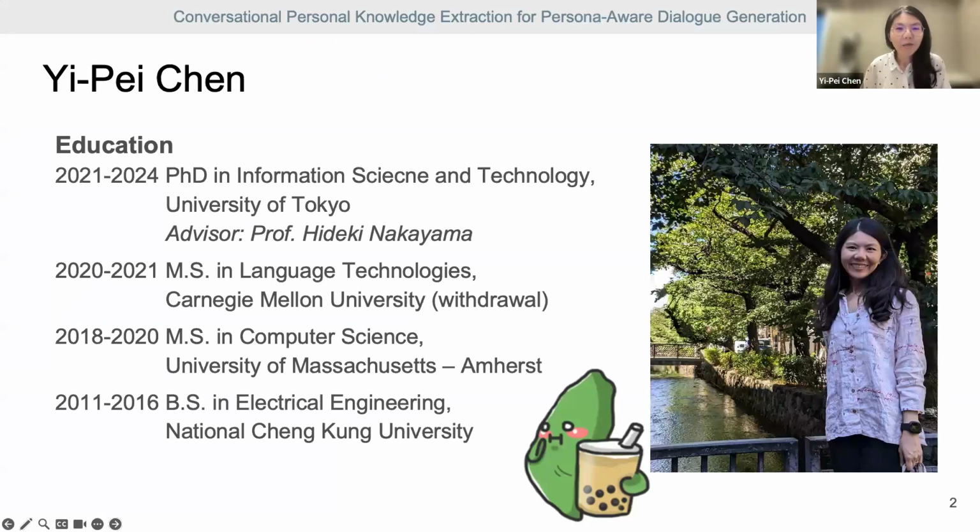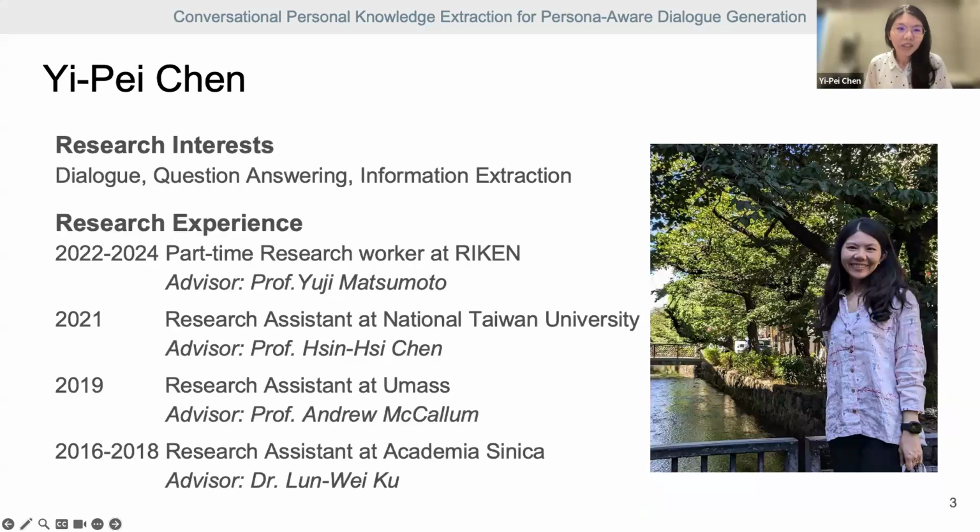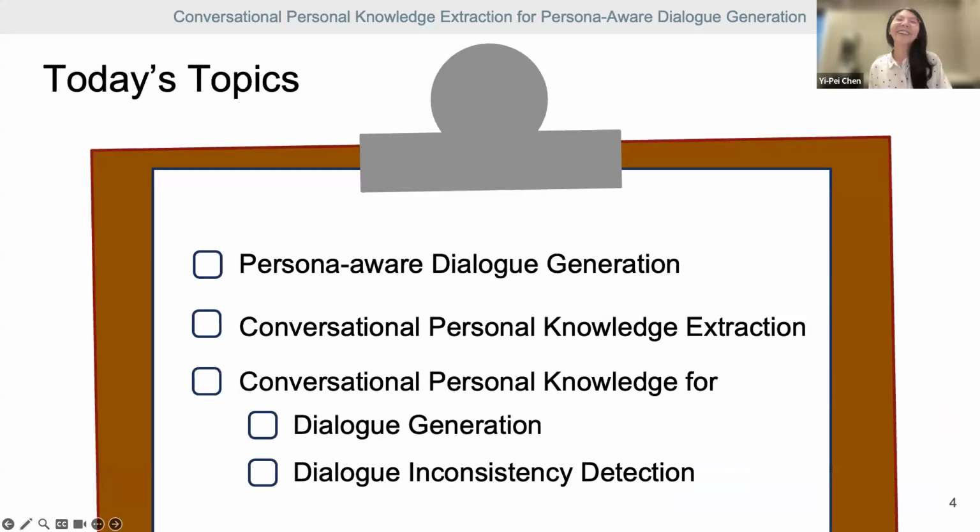So I'm Yi-Pei from Taiwan and currently supervised by Nakayama Sensei at University of Tokyo. My research interest lies in the NLP area, including dialogue, which is my main focus in my PhD research. Before, I also did some research in question answering and information extraction. And I'm also currently working with Matsumoto Sensei at Riken. Okay, so now let's go back to our talk today.